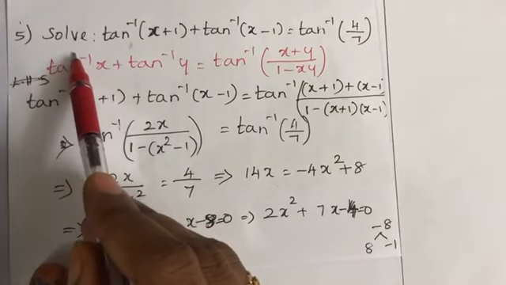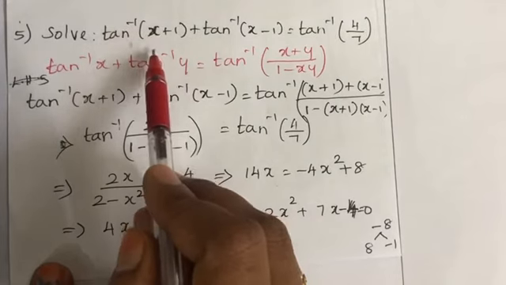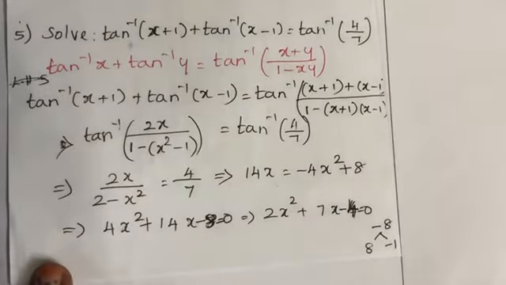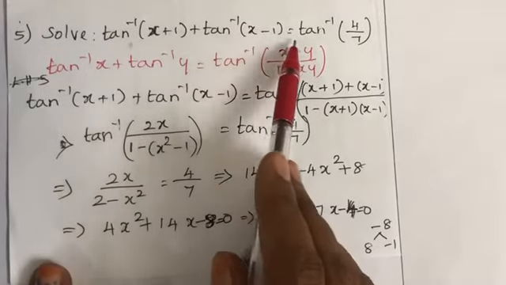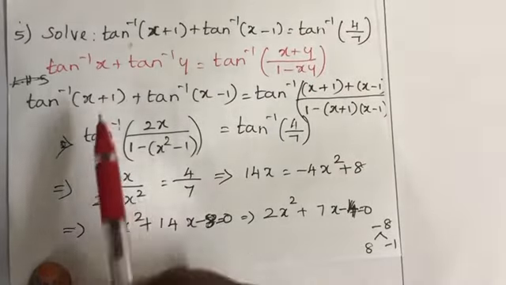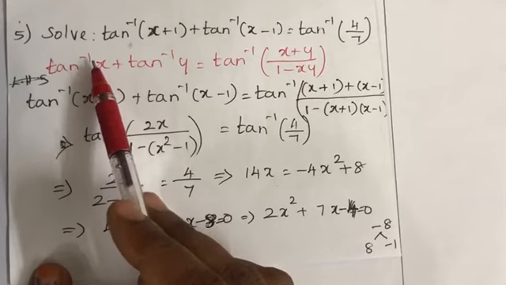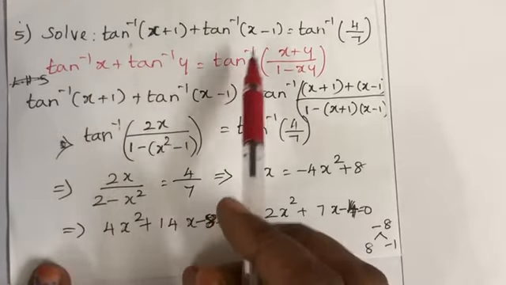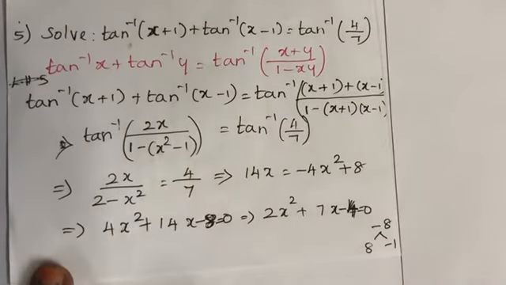Solve means what we have to do? We have to find the value of the variable, isn't it? We have to find the value of the variable. So tan inverse x plus 1 plus tan inverse x minus 1 equal to tan inverse 4 by 7. Here also we are going to use our identity. Tan inverse x plus tan inverse y is equal to tan inverse x plus y by 1 minus xy, and it is an important property.